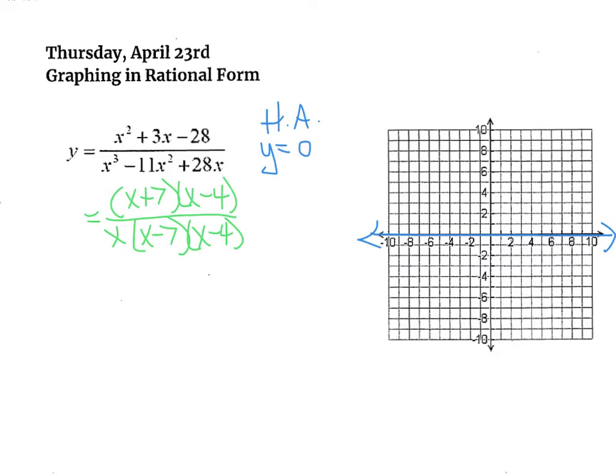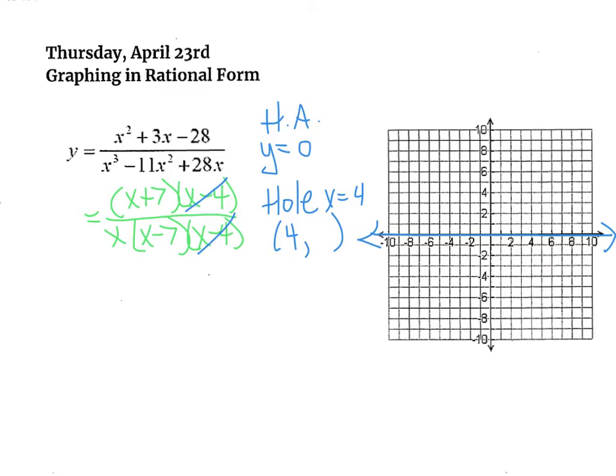This does two things for me. I'm going to cancel out x minus 4, both top and bottom, which creates a hole. That hole is where x is equal to 4, and I will figure out the coordinates of it when I'm done with the algebra part of it.